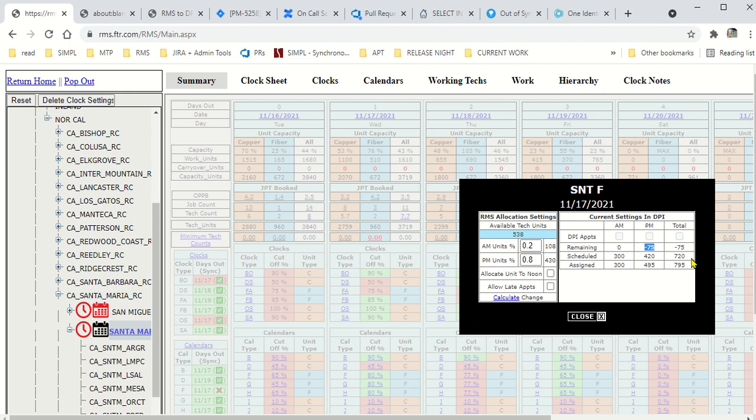Like, will it break the other stuff if we fix this case? Okay. Zero or negative. Okay.